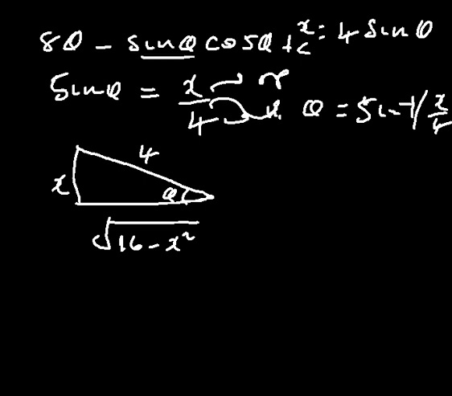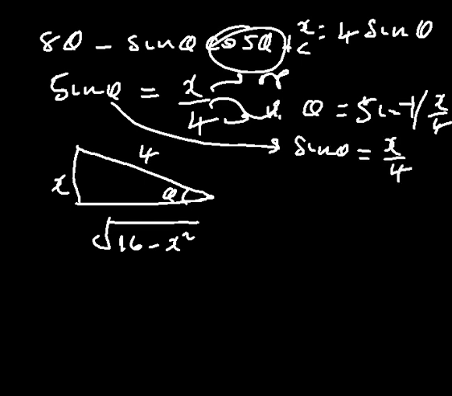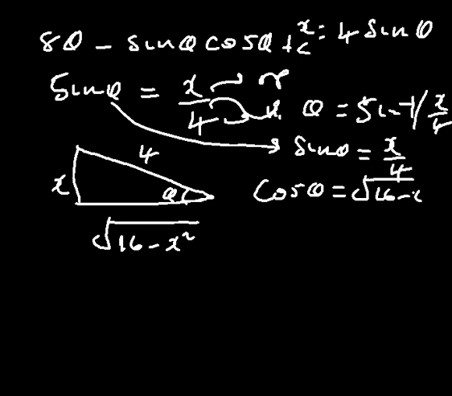And what is sin theta? Sin theta is the same as x over 4. What is cos theta? We take it here: cos corresponds to adjacent over hypotenuse. So cos theta will be given as the square root of 16 minus x squared divided by 4.